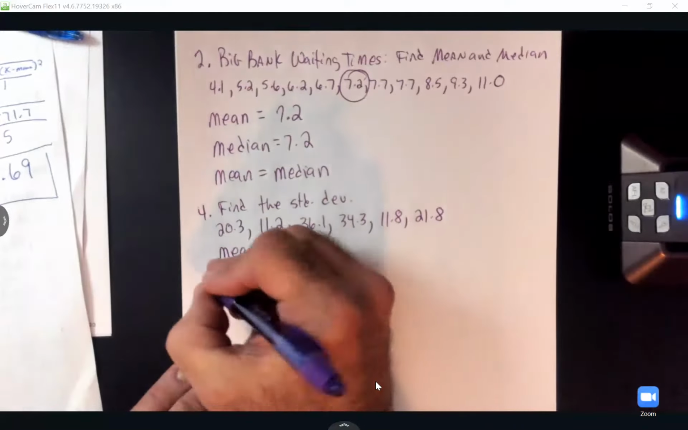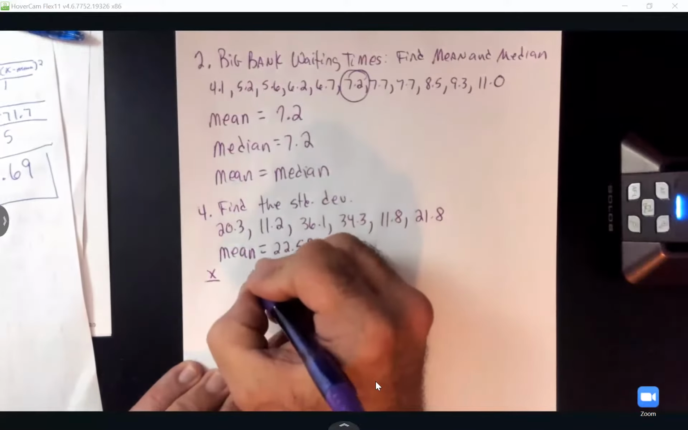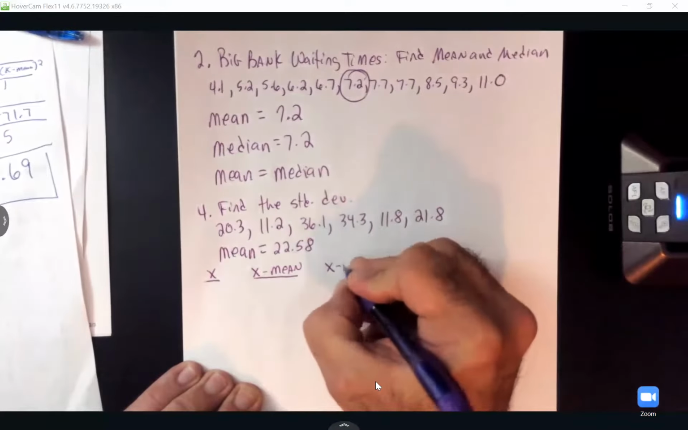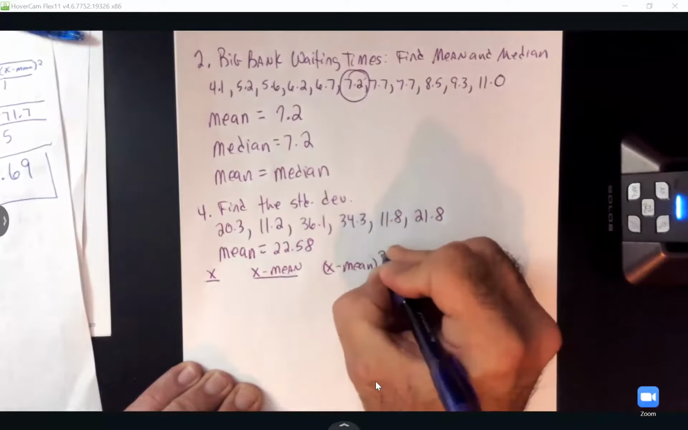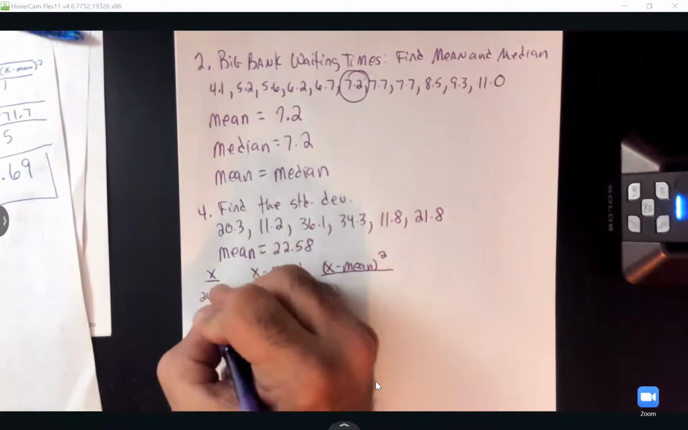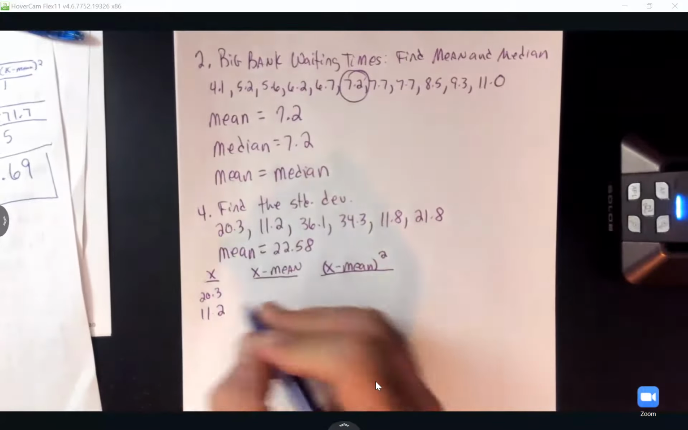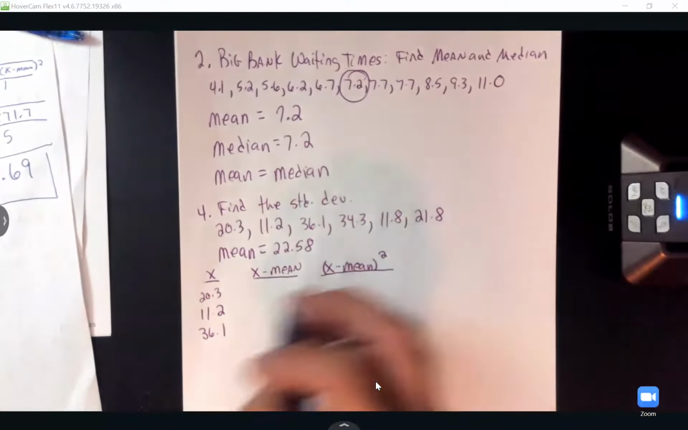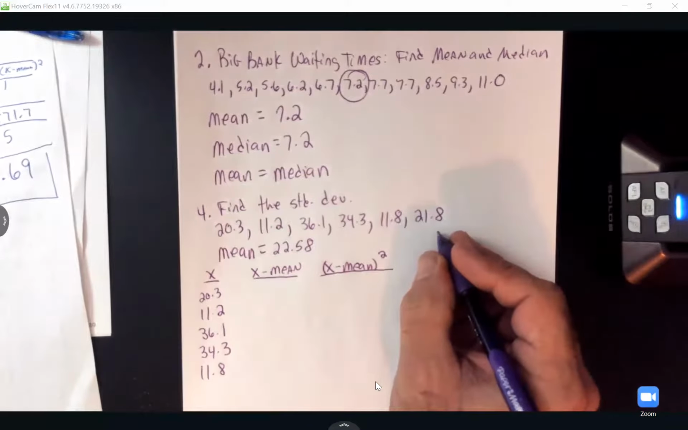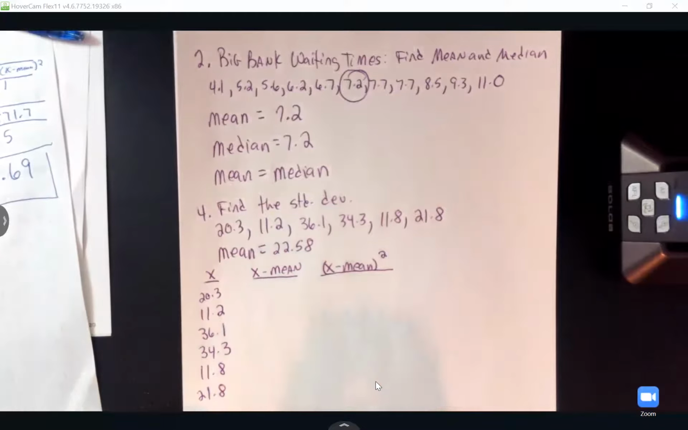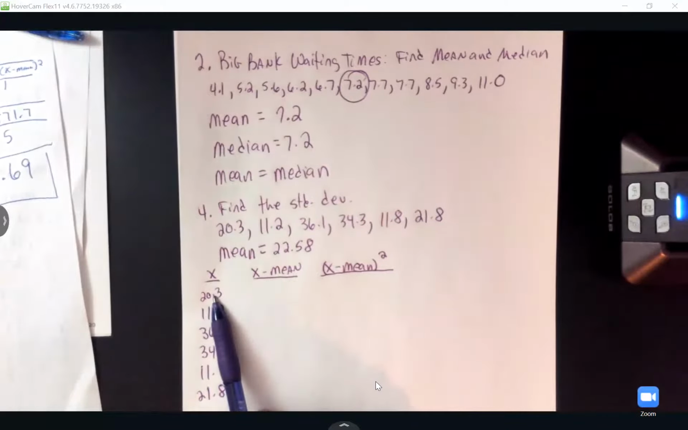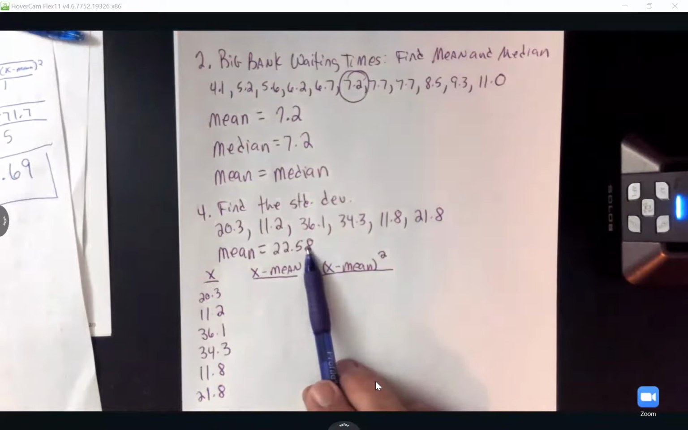All righty, so now we're to the point where we're going to make that little chart. We got our X. We'll have our X minus the mean. And then we'll find the X minus the mean squared. So let me write my X's. I got 20.3, 11.2, 36.1, 34.3, 11.8, and then 21.8. Next column, X minus our mean. So we're going to take each of our X's and subtract 22.58.